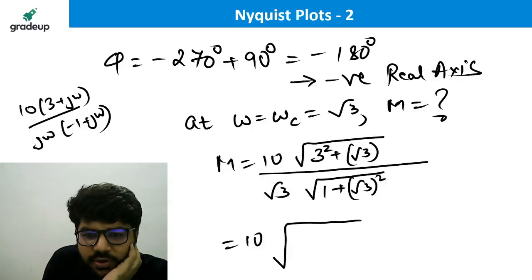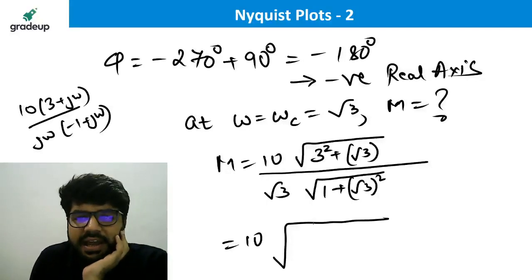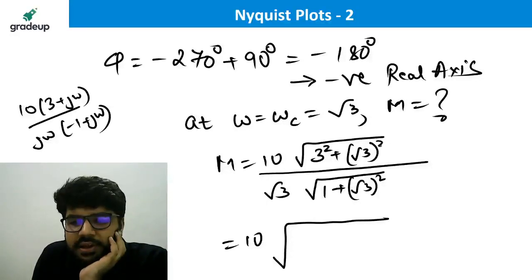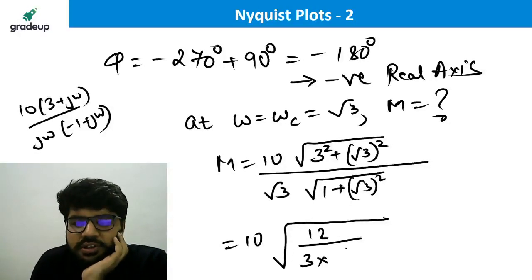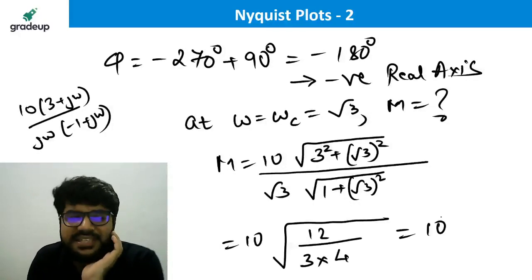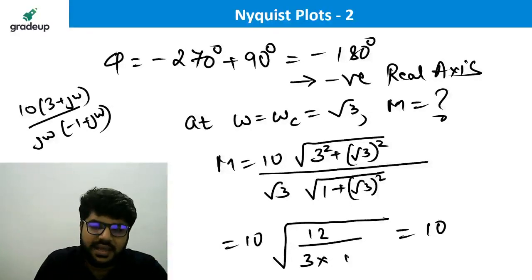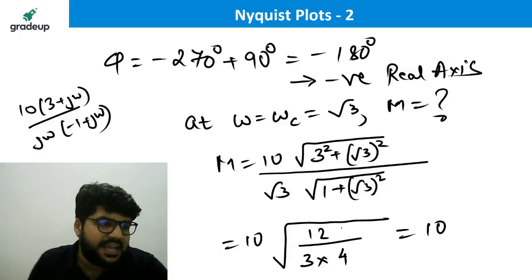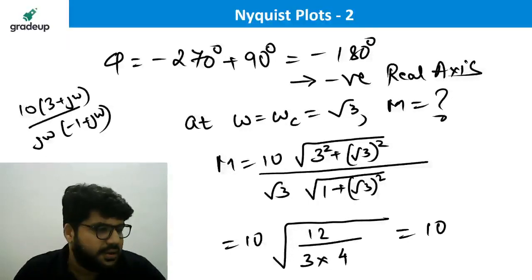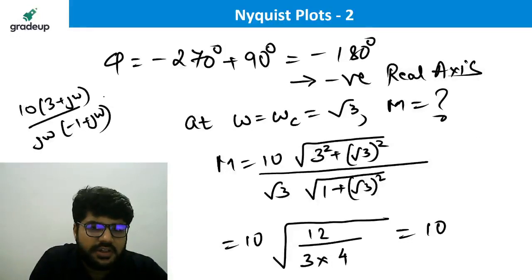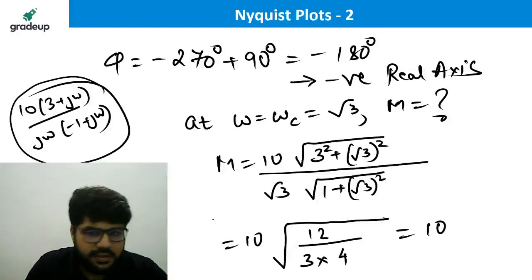Let me take the under root terms all together. 3 square is 9. 9 plus 3 is 12, divided by √3 and divided by 1 plus √3 square, which is 4. So it is just coming up as 10, guys. 12 and 12 cancel. It is just coming up as 10. Okay, so it is not 10 by √3. It is not 5 √2. It is exactly equal to 10. Okay. Magnitude for this function at omega equal to root 3.